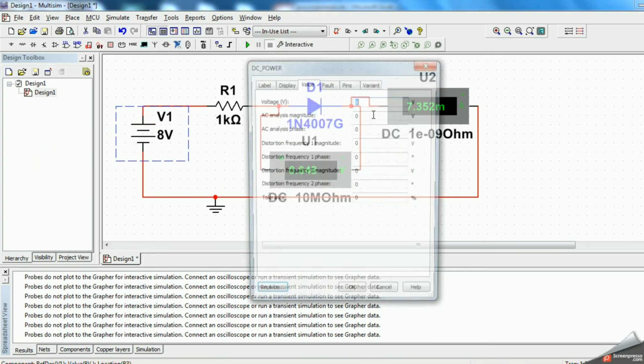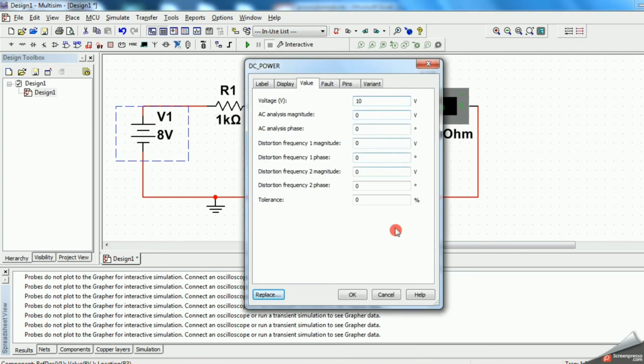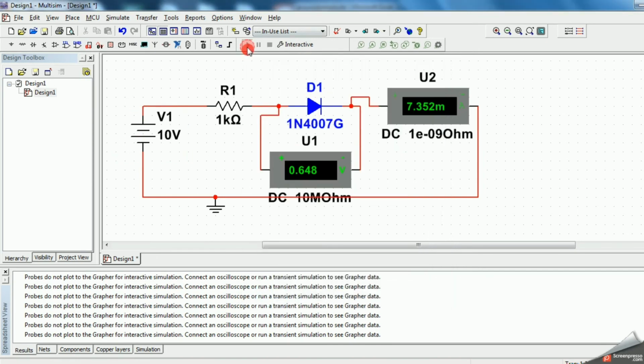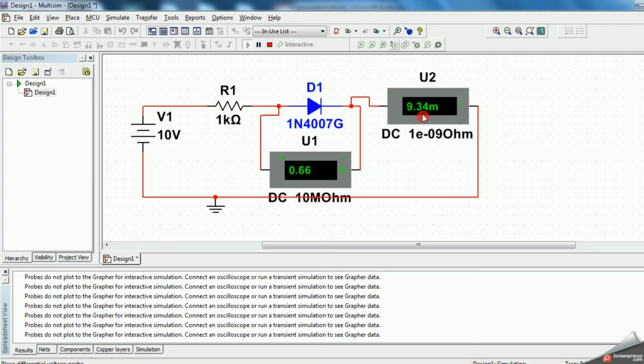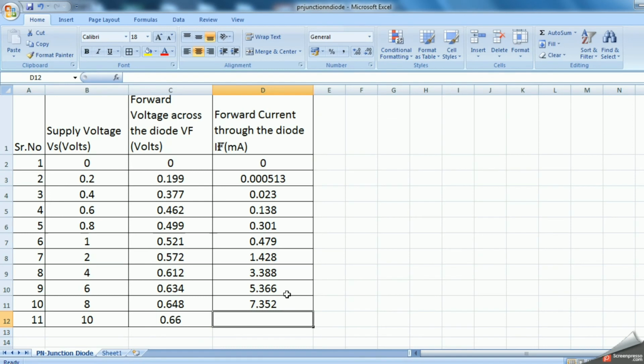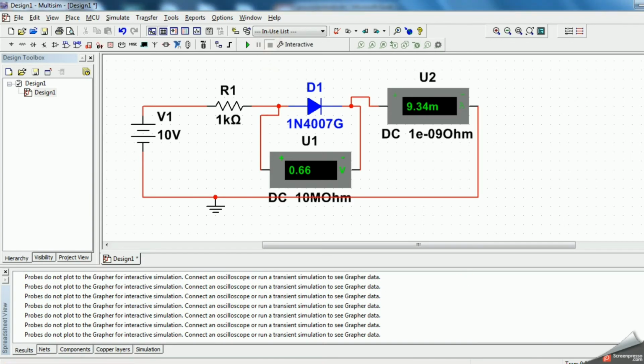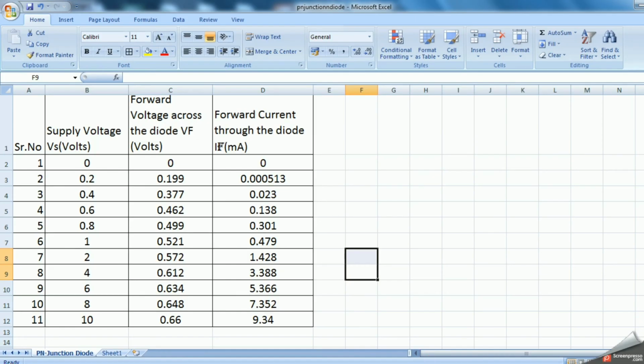make the supply voltage 10 volt. Run. Voltage across the diode is 0.66 and current through the diode is 9.34 milliampere. Voltages are in volt, and IF means current in milliampere.